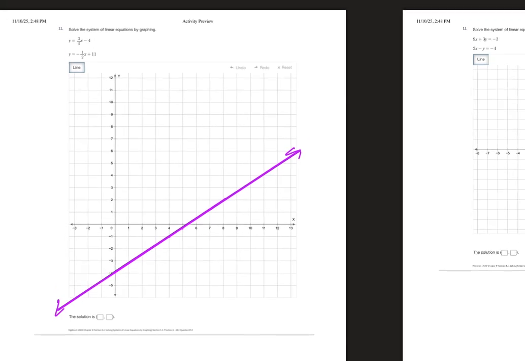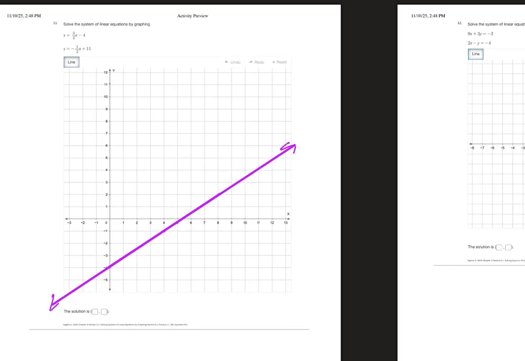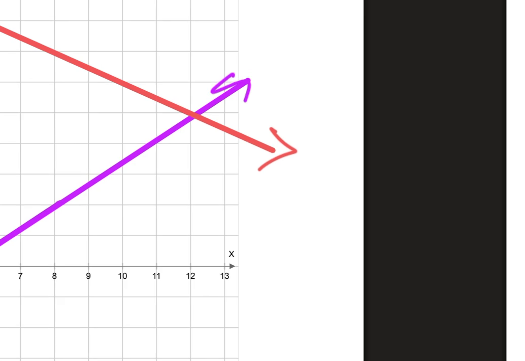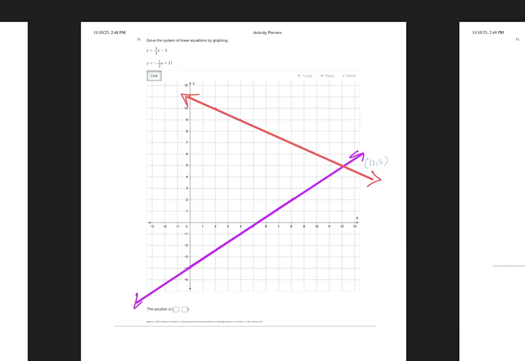The other one has a y-intercept of 11 and a slope of negative 1/2. Rise 1, run 2, rise 1, run 2. So just to keep things interesting, I'm just going to do that and hope I'm right, instead of drawing it all the way across. So again, my estimation is 12, 1, 2, 3, 4, 5. 12, 5. Let's check the scale of the graph.